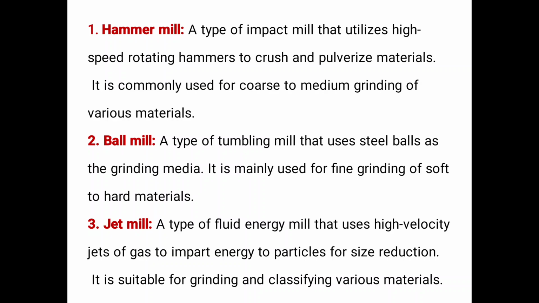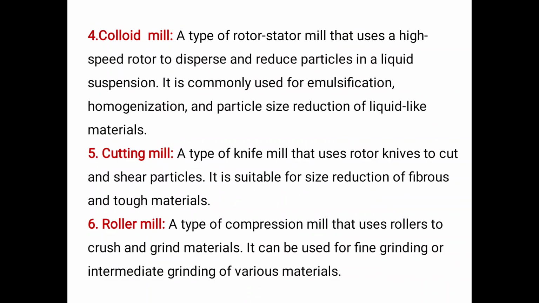So hammer mill works on the principle of impact, and it is commonly used for coarse to medium grinding of various materials. Ball mill is a type of tumbling mill that uses steel balls as a grinding media. It is mainly used for grinding of soft to hard material. Jet mill is a type of fluid energy mill that uses high velocity jets of gas to impart energy to the particles for size reduction. It is suitable for grinding and classifying various materials. Colloidal mill is commonly used for emulsification, homogenization and particle size reduction of liquid-like material.